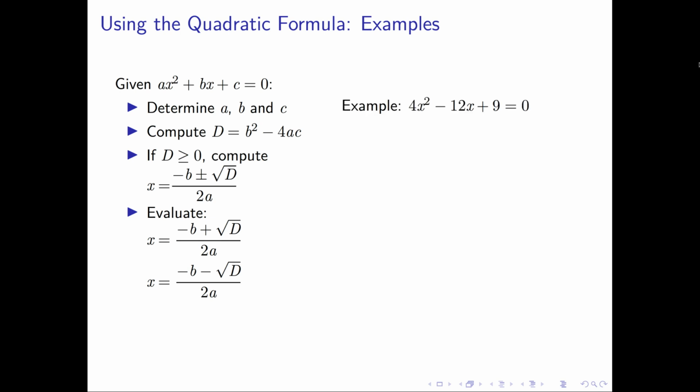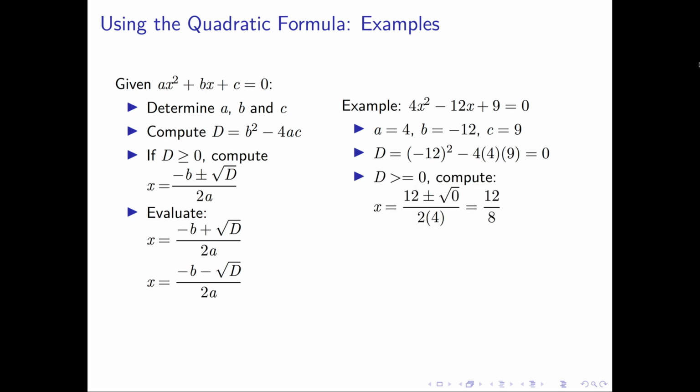Here's another example. Please try it on your own. Stop the video, and then start it to see the solution. Okay, first, A is 4, B is -12, C is 9. We compute the discriminant -12 squared minus 4 times 4 times 9, and that equals 0. Notice that -12 squared is positive 144.